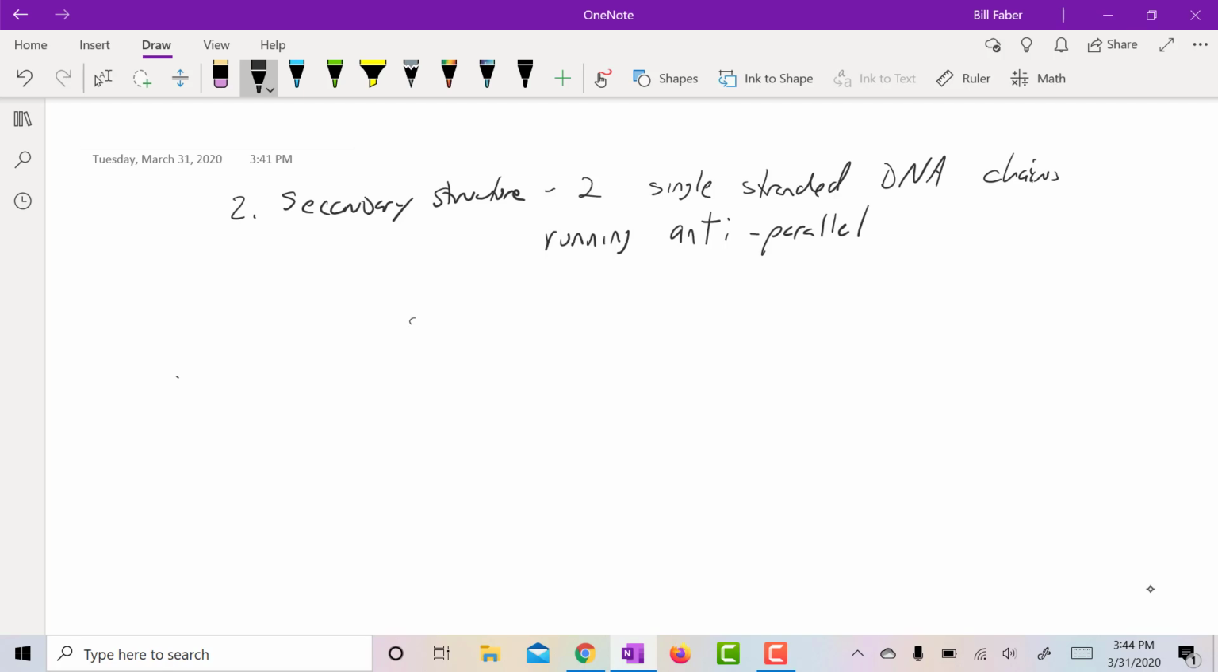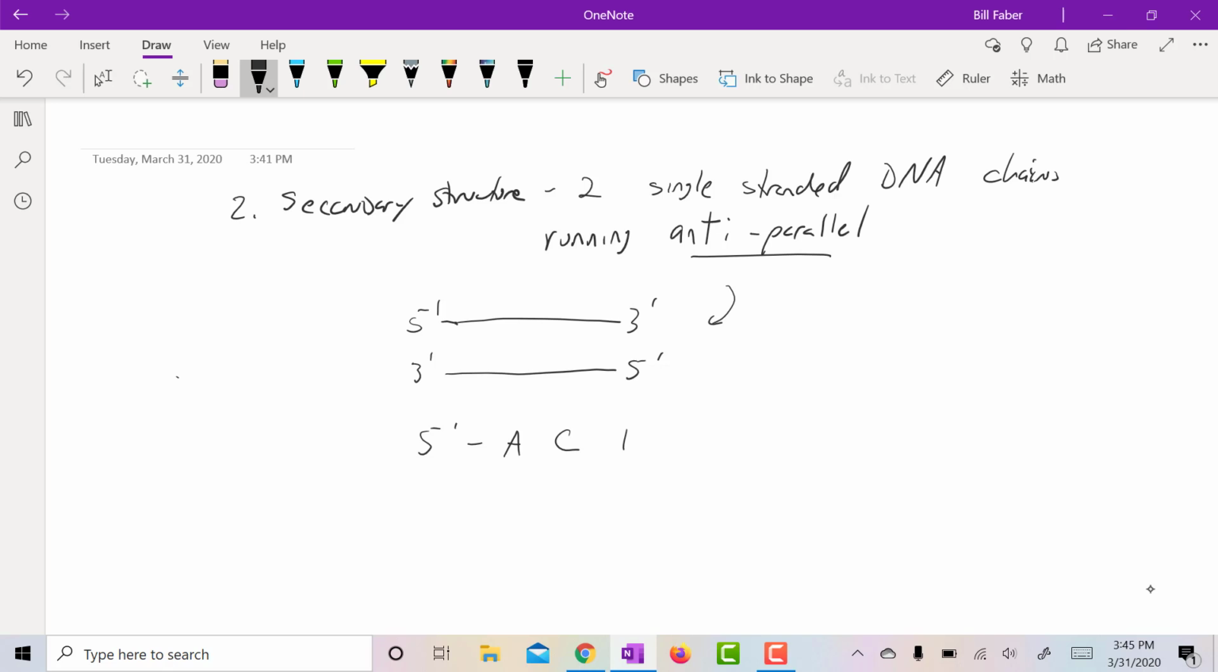When you think of 5' going to 3', anti-parallel means that we have another strand going 3' to 5'. And typically when we draw these, that's what anti-parallel means. One's running one way, the other's running the other way. And when we connect these, like I said, we're going to be doing some cartoony stuff here.